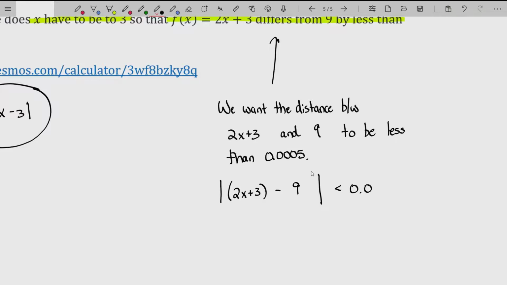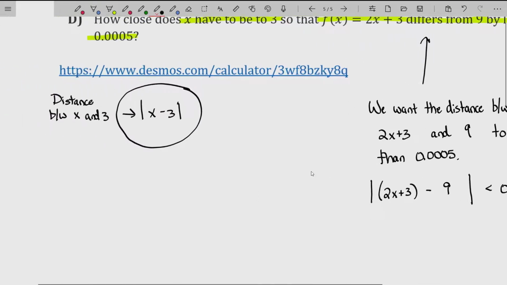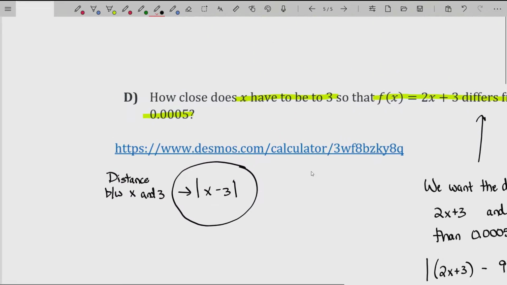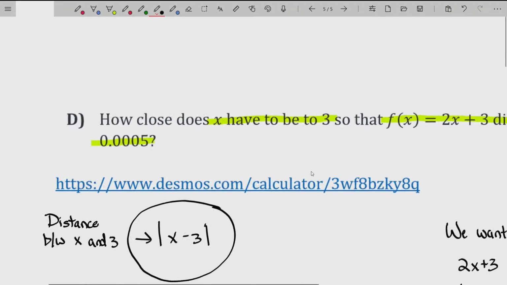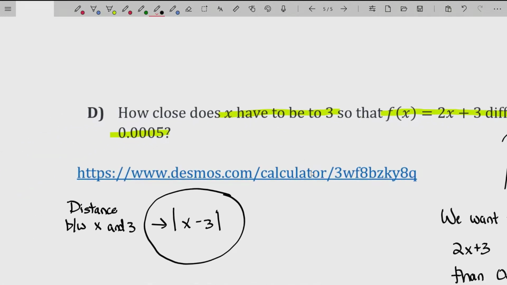And you want that distance to be less than 0.0005. Now here's the deal. We want to know how close x has to be to 3. So we're really asking, what is the maximal distance that x can be from 3? How close are they to each other? In other words, this distance, we want to know how tight it is. It's less than something. We just don't know what it's less than.